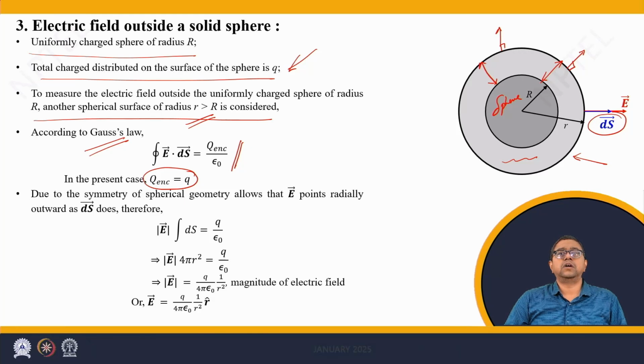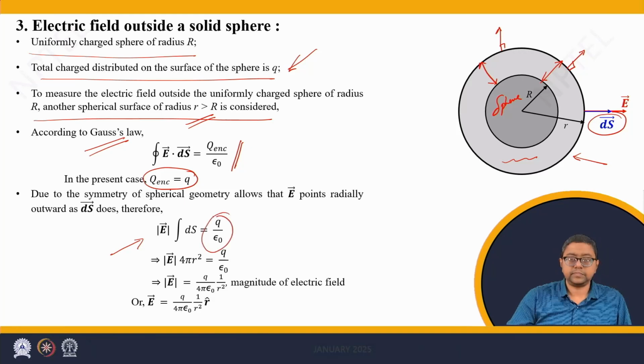Thus, we can conclude that the electric field can have a similar magnitude for all these points. The difference is that the ds vector points in different directions at each of these points. Thus, the integral E dot ds simplifies to the E vector modulus, which is the magnitude, and integral ds. This equals q by epsilon, where q is substituted in place of the q enclosed.